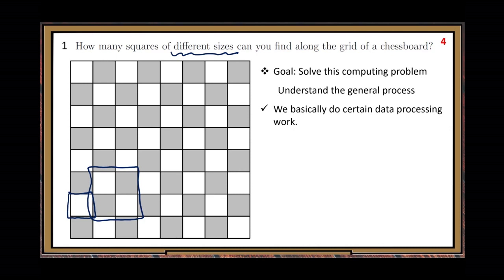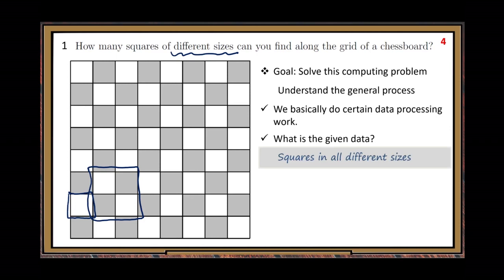So what is the given data? In this question, the given data is all the squares you can discover in the standard chessboard: the grid structure and the squares formed by the grid structure. That's the given data. Or we can say squares in all different sizes, we treat it as the given data.